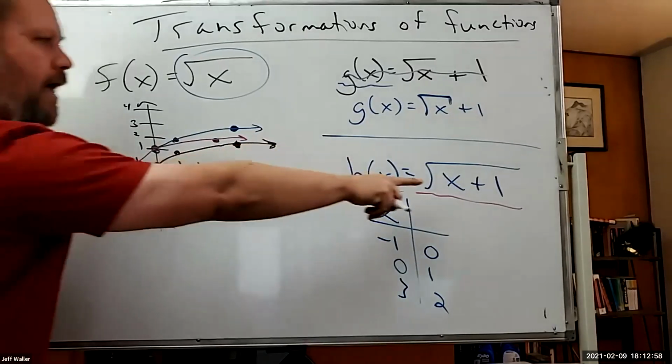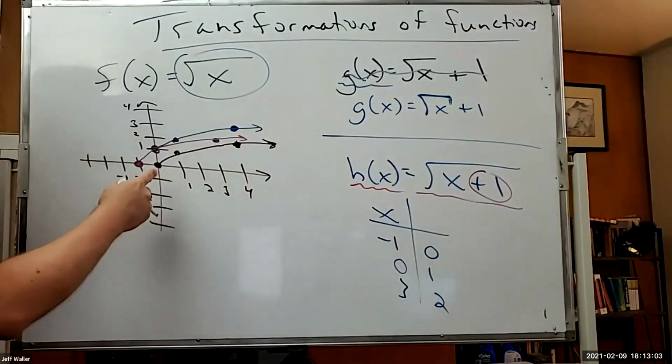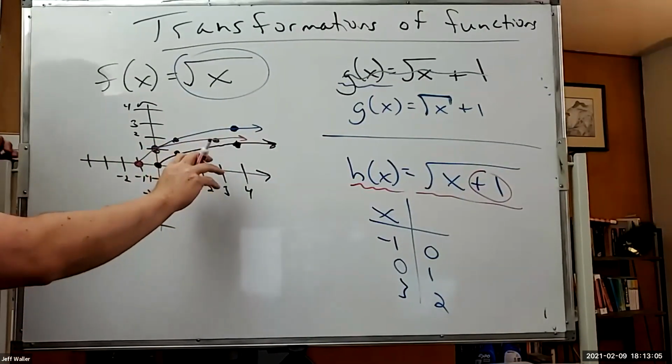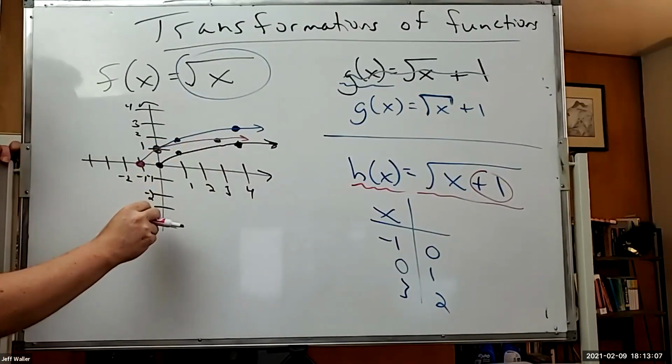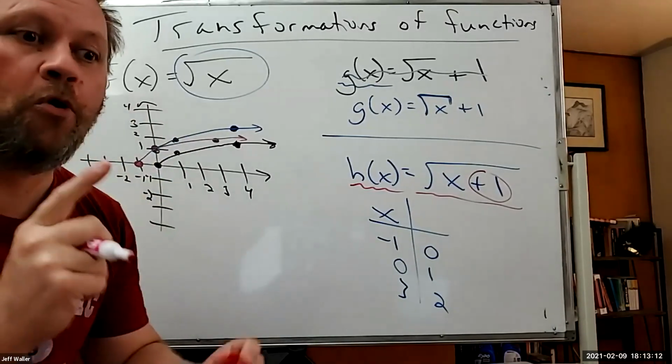So what did that do? I put a +1 here, but what did that actually end up doing visually? It took the black line and did what with it? Moved it backwards. Moved it back 1. And people have so much trouble with that.